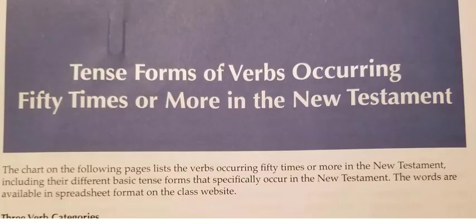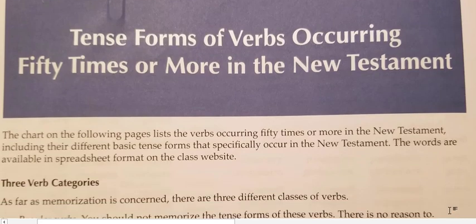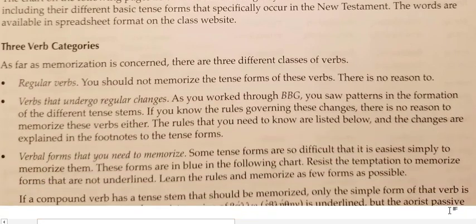If you go to page 370, you see an appendix that says tense forms of verbs occurring 50 times or more in the New Testament. And then the kind of chart he gives, officially 372 is where the forms begin. You have 6 columns, right? And it's the first column that gives you the lexical form, and what's almost always going to be the present active indicative, first person singular. The second column will give you the future active indicative, first person singular. And the third column will give you the aorist active indicative, first person singular.